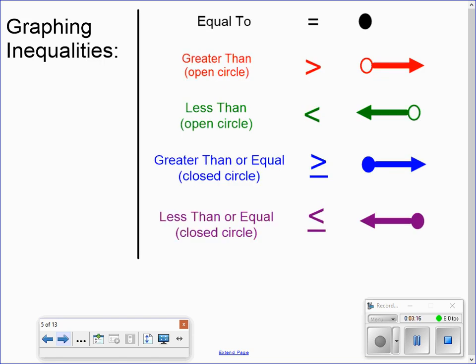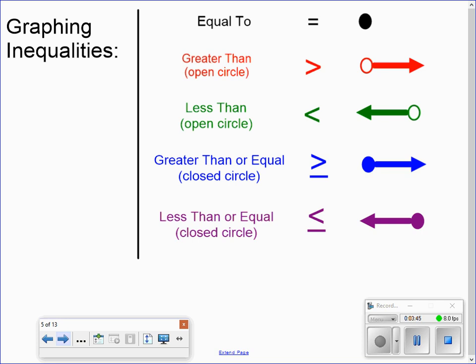Okay, graphing inequalities. Remember that when we're graphing, you're graphing them on a number line. So if it's an equation, it's equal to, when you're graphing it on the number line, you represent that solution with a point. But if you're graphing an inequality such as greater than or less than, you're going to have an arrow pointing either to the right, or to the left if it's less than.